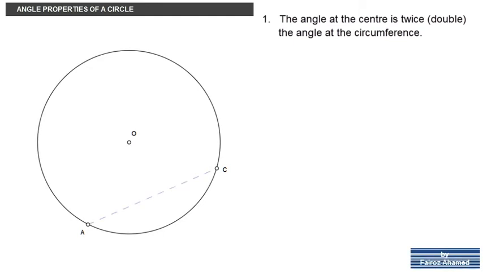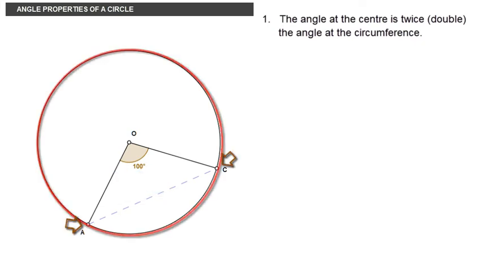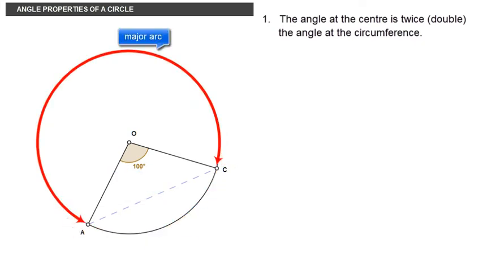In this diagram, the line segment AC is a chord. With O being the center of the circle and OA and OC being the radius, the angle formed, AOC, is called the angle at the center. The points A and C split the circumference into a major and a minor arc.